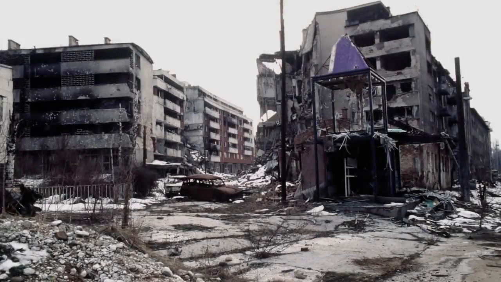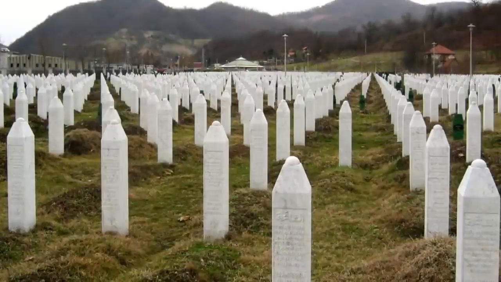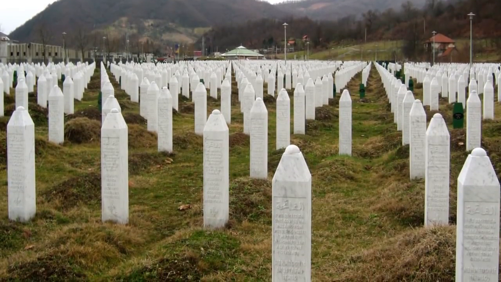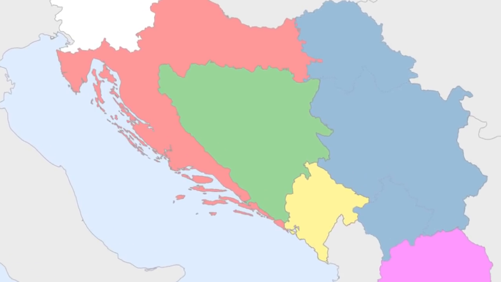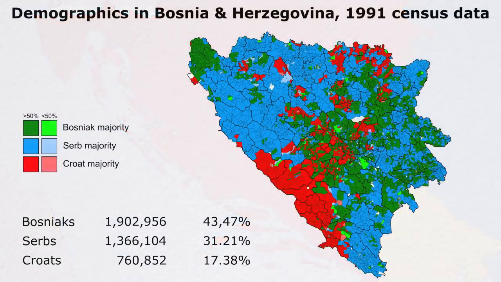But the war in Yugoslavia was not just between Croatia and Serbia. In fact, by far the bloodiest war in Yugoslavia was the Bosnian War. Bosnia and Herzegovina was the most multicultural of the republics and had 3 main ethnic groups. The largest were the Bosniaks, often referred to as Bosnian Muslims, but there was also a very large minority of Serbs and a smaller minority of Croats.